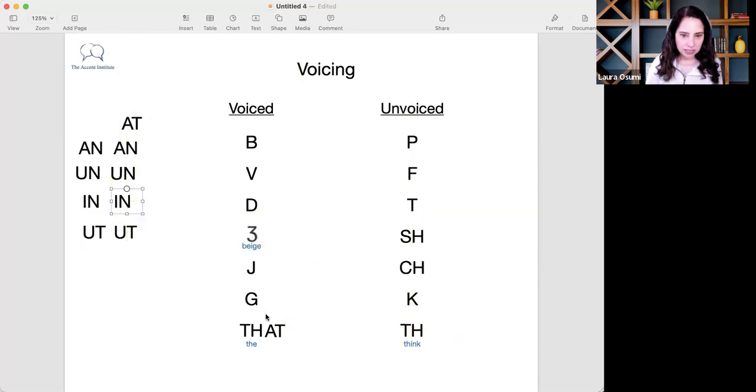So these voicings, voiced and unvoiced sounds, don't happen in every language. It does happen in a number of them. But if you are one of those that are finding this voiced and unvoiced kind of tricky, I hope this helps you. And you can practice from this.